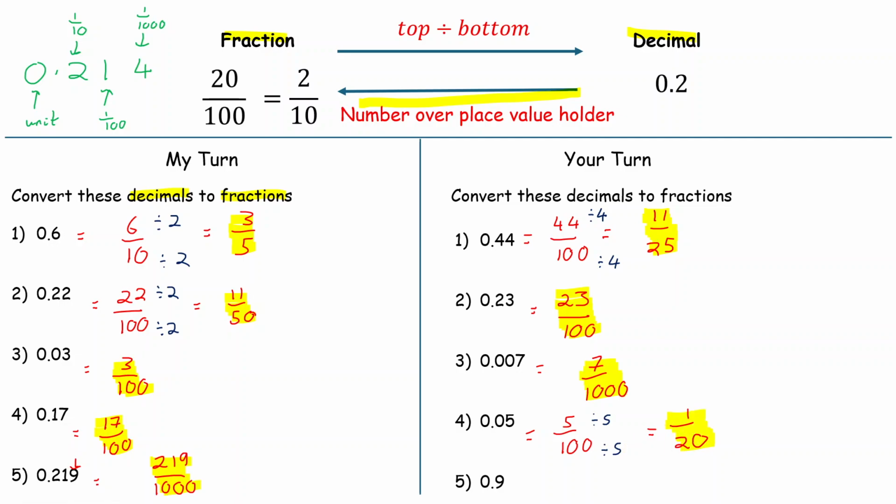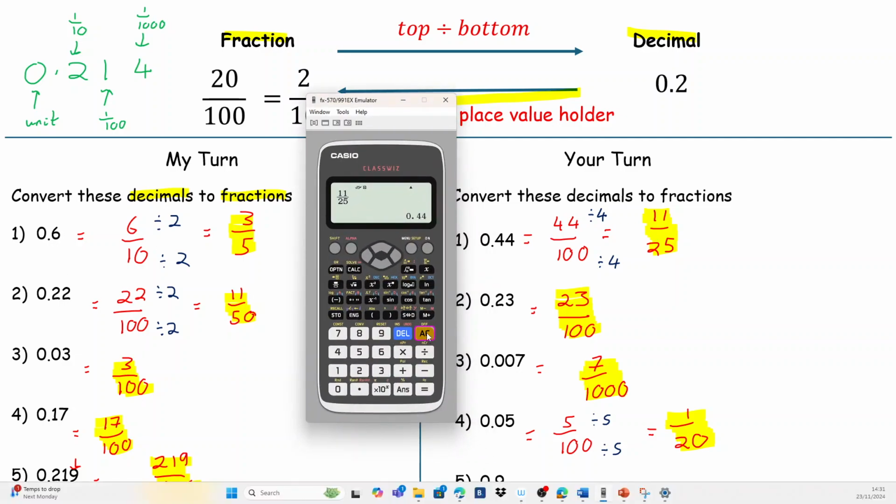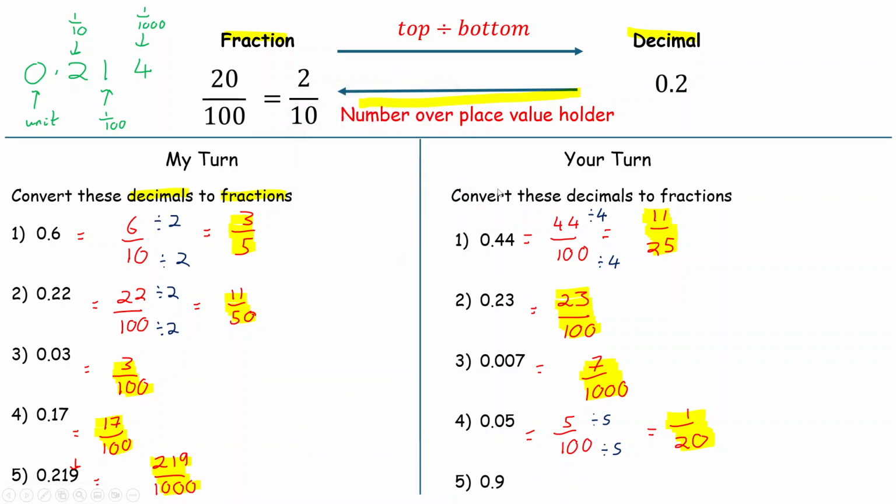And again, we can check it on a calculator. We can just go and get the calculator up, and we can refresh this and do 1 divided by 20, okay, is equal to 0.05. So there we go. Good.